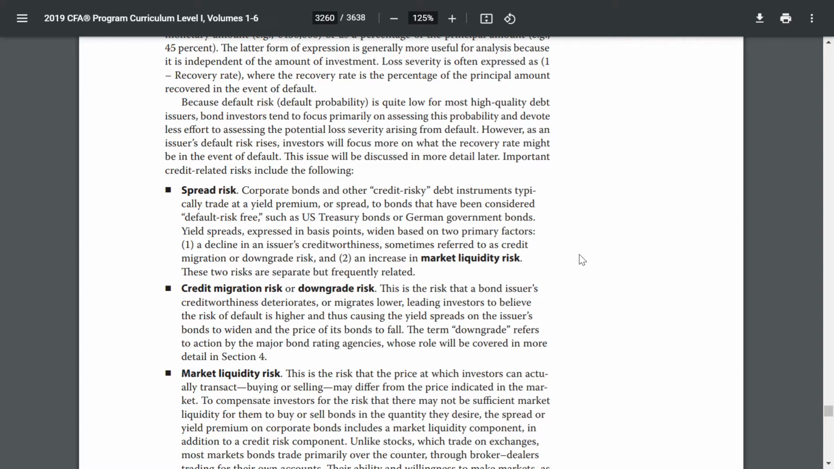Credit migration risk or downgrade risk is the risk that a bond issuer's creditworthiness deteriorates or migrates lower, leading investors to believe the risk of default is higher and thus causing the yield spread on the issuer's bond to widen and the price of the bond to fall. The term downgrade refers to the action by the major bond rating agencies, whose role will be covered in more detail in Section 4. Market liquidity risk.